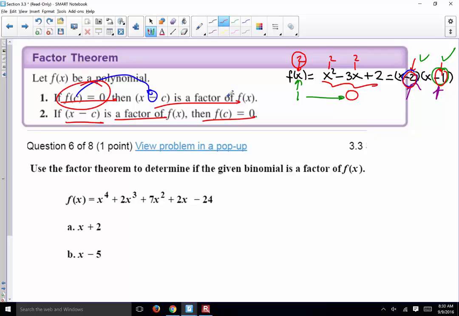Find the 0 of a function, you know a factor of the function. Find a factor of the function, you know a 0 of the function. Okay? Got it? What's the third meaning of a 0? Geometrically, on the graph. Zeros are special locations where your graph makes what?